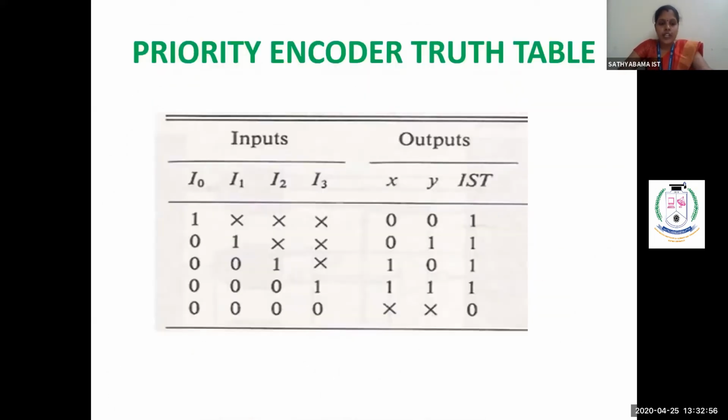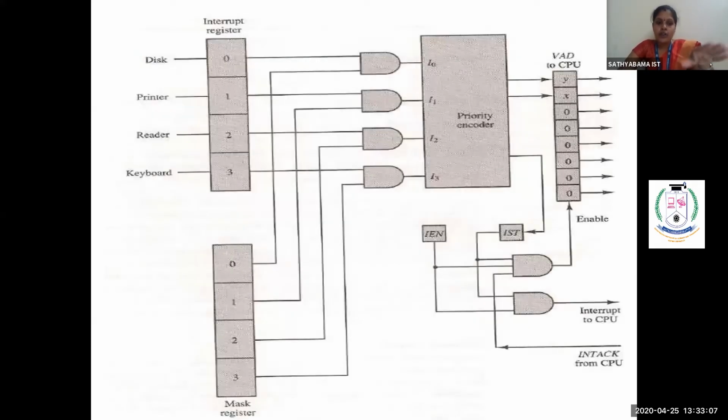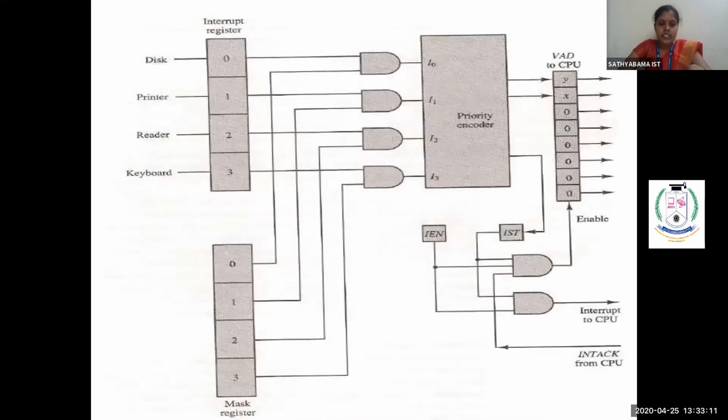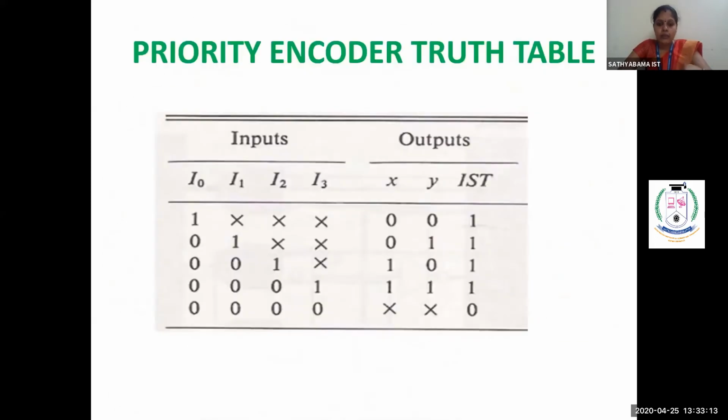It's checking the highest priority first, so I0 will be 0. I1 becomes 1 because it sends the interrupt request. I2, I3 do not move. Using the mask register, I2 and I3 will be ignored. Understood? Then if the reader sends the interrupt, I2 alone will be glowing.